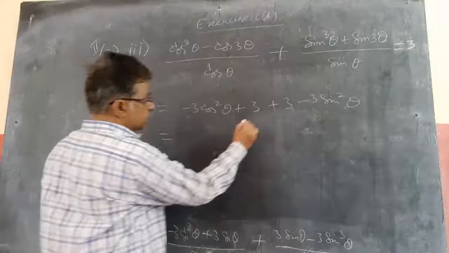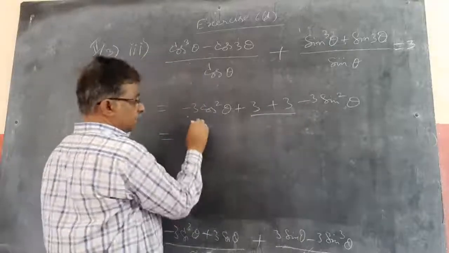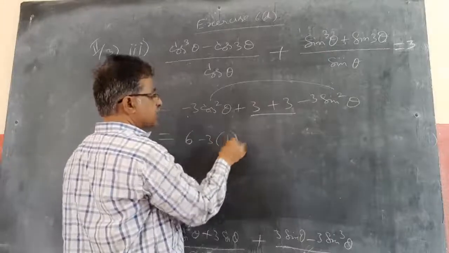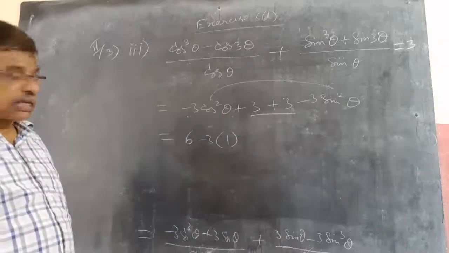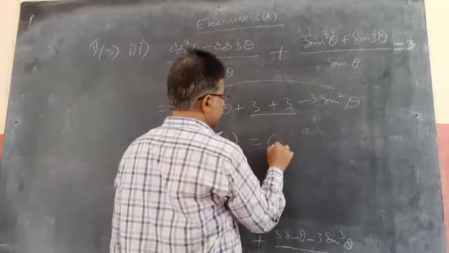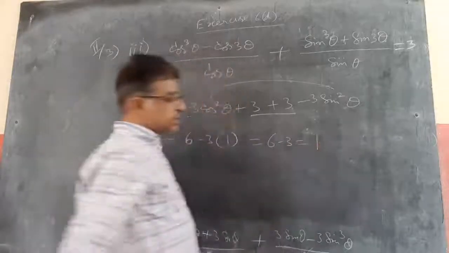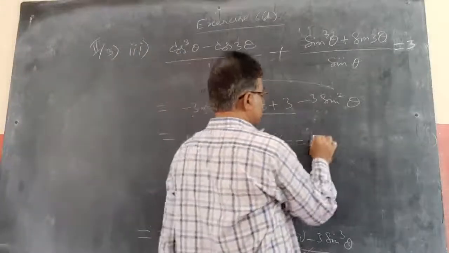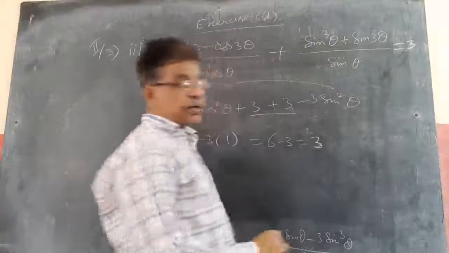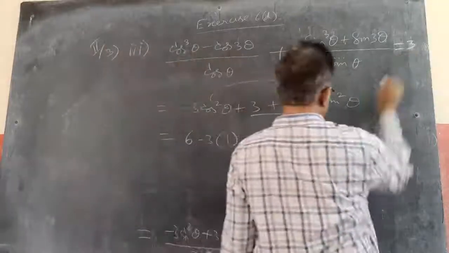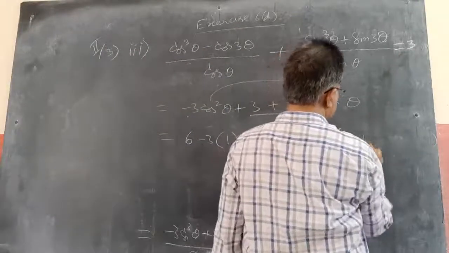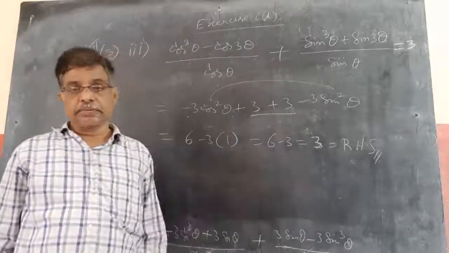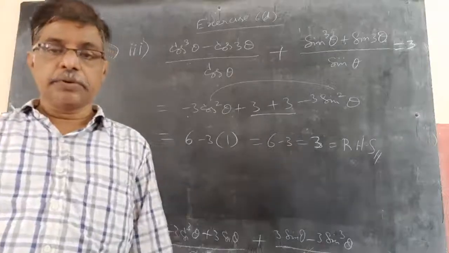Now 3 plus 3 is 6. And if I take −3 common from the two terms, it becomes sin²θ + cos²θ, which is 1. So 6 minus 3 equals 3. 6 minus 3 equals 3, which is the RHS. Hence proved. That is all we had to prove.